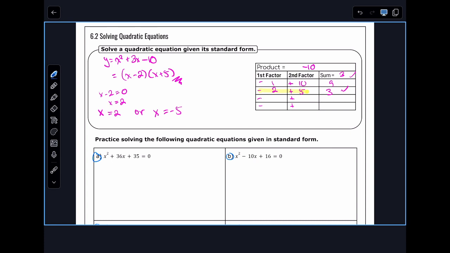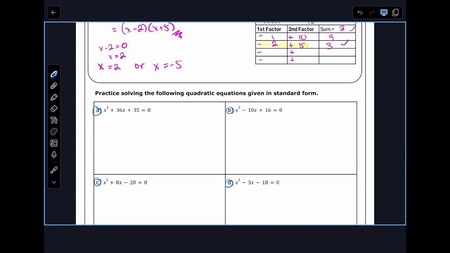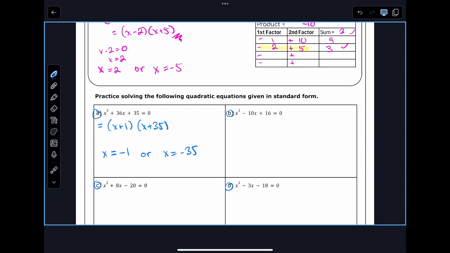Okay, so for our first one, what was the factored form of this equation? Who wants to share their answer? Exactly. And so, what was our first zero then? Yep, or x is equal to -35. So, our second one, who wants to give that one a try?